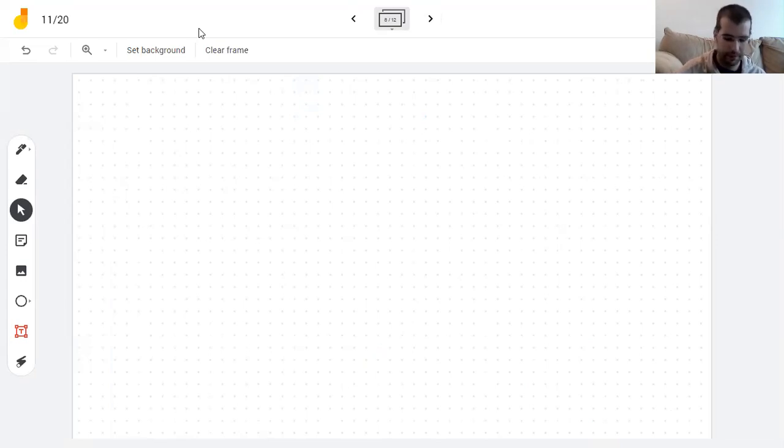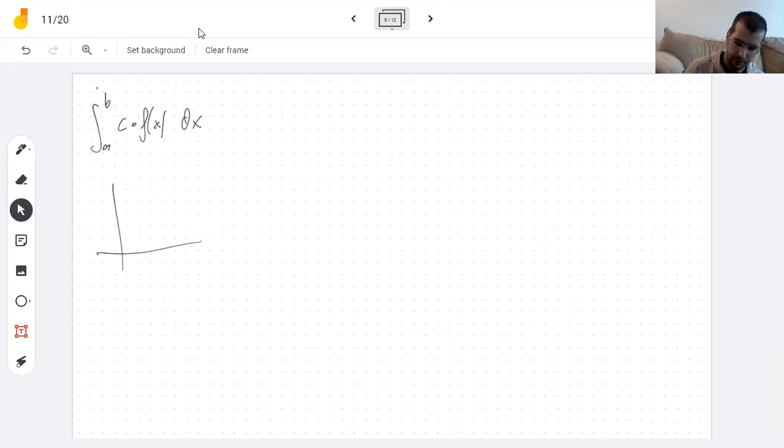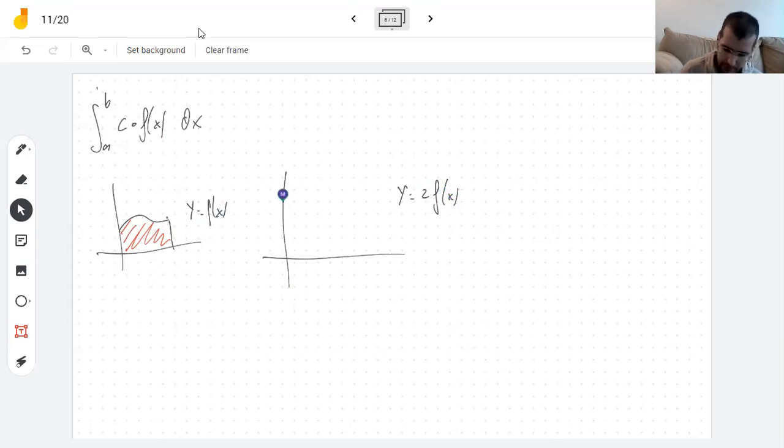So the next ones are very similar. What do you think happens if you multiply a function by a constant and then you integrate it? So you have your function, something like this, and there's some area. And then if I do y equals 2f, for example, then the function becomes stretched twice in the vertical direction. So it's going to look like this. What's the relation between the new area and the previous area?